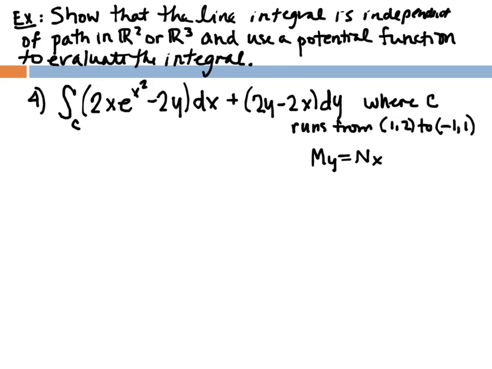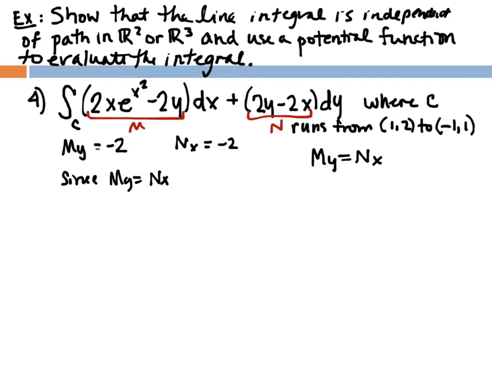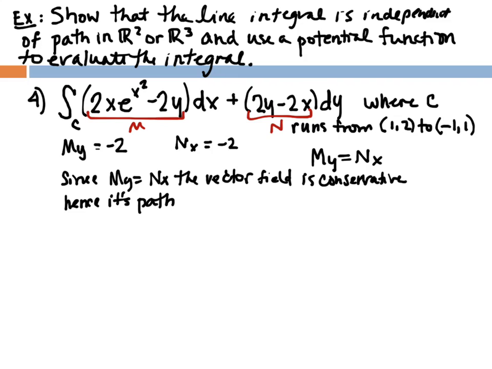So what we're wanting to do then is find m sub y and n sub x. All right, so remember this. I know it's been a couple days. This is m, and this is n. So what is m sub y? Yeah, it's just negative 2, right? And what is n sub x? It's also negative 2. So this vector field is conservative. That's what that means. Okay, so since m sub y equals n sub x, the vector field is conservative. Hence, it's path independent.